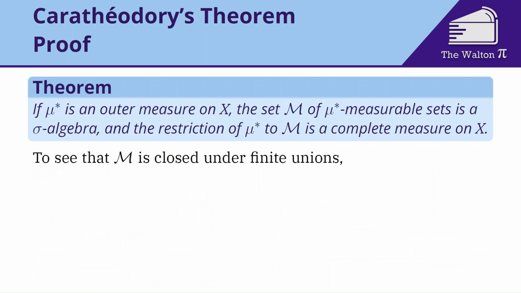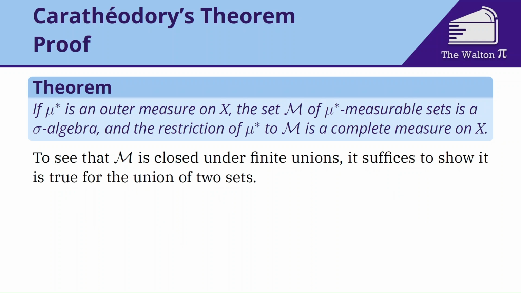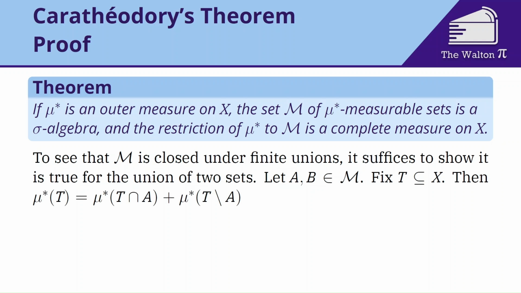To see that M is closed under finite unions, it suffices to show it's true for the union of two sets, because if it's true for two sets, we can use induction to get any finite number of sets. So let's let A and B be in M, and let's fix T to be some test set. Then mu star of T is equal to mu star of T intersect A plus mu star of T minus A. And mu star of T is also equal to mu star of T intersect B plus mu star of T minus B.